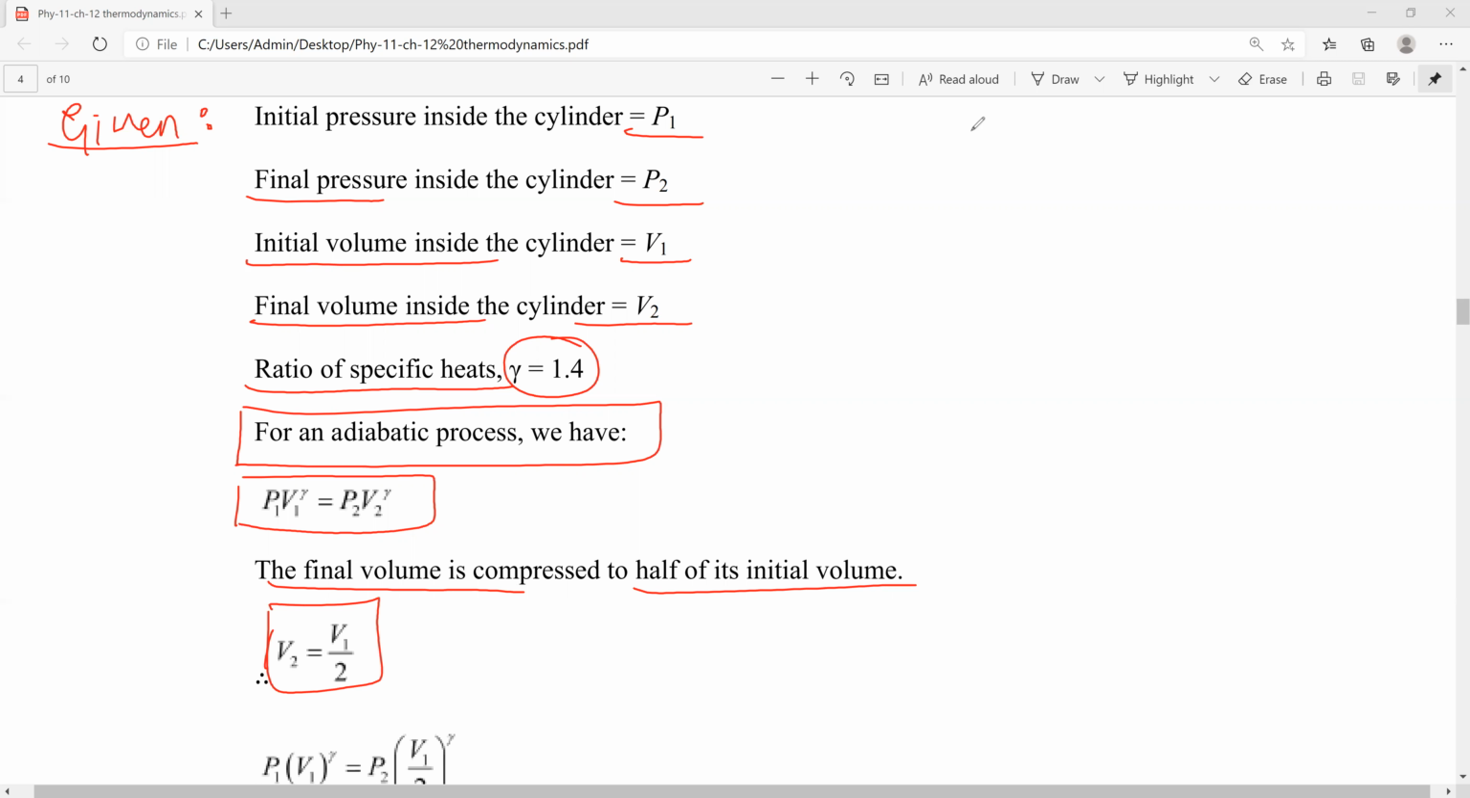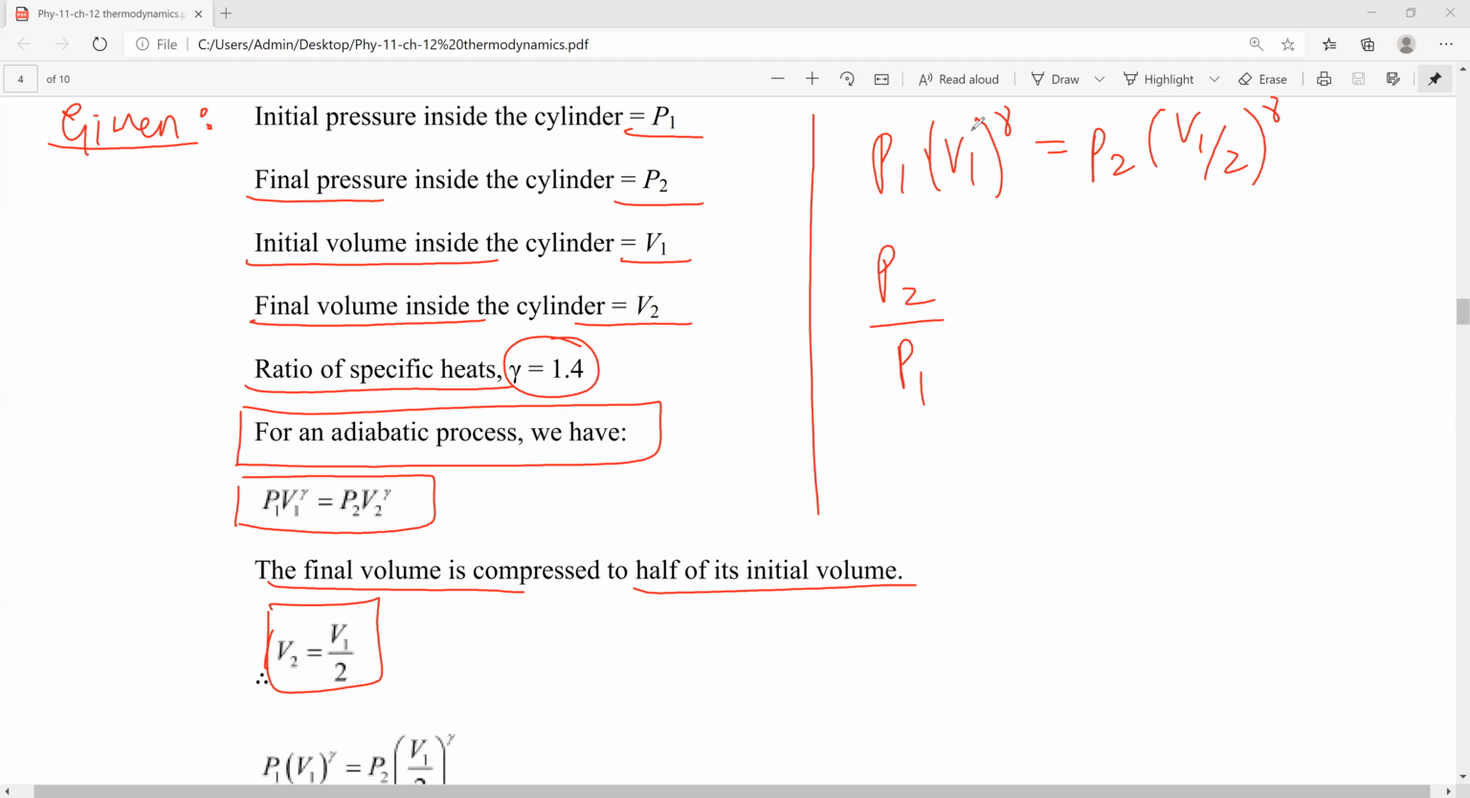This same relation we write as P1 V1 raised to gamma is equal to P2 into V2, which is reduced to half, so V1 by 2 whole raised to gamma. So keep the P terms on one side: P2 divided by P1.